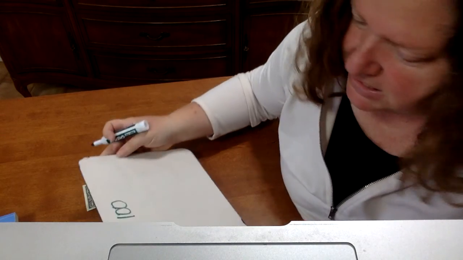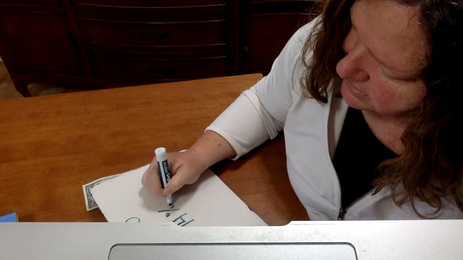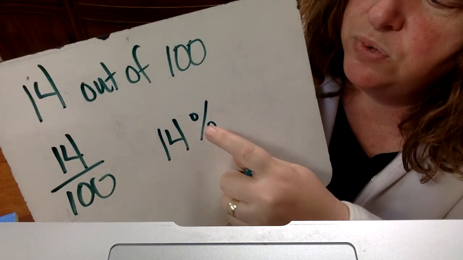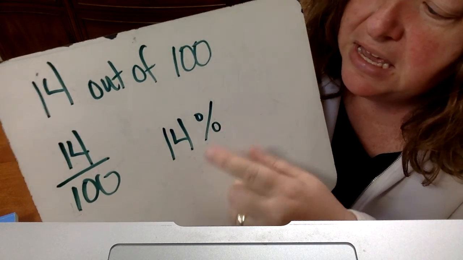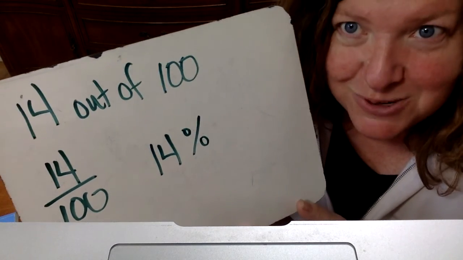We can also say it's 14%. And this is the percent sign. It has two little circles diagonally, and then it has a diagonal line. Now, this has to be drawn the right way.